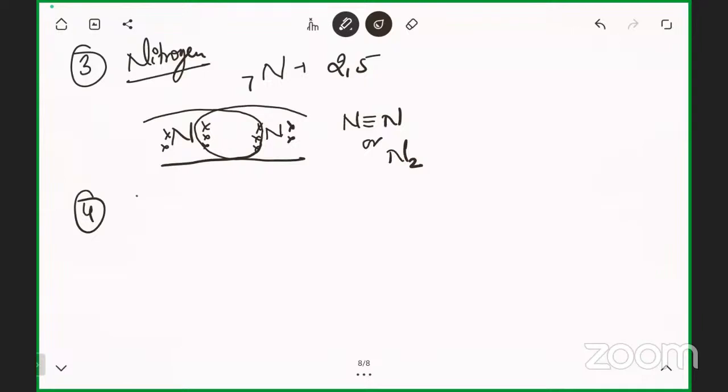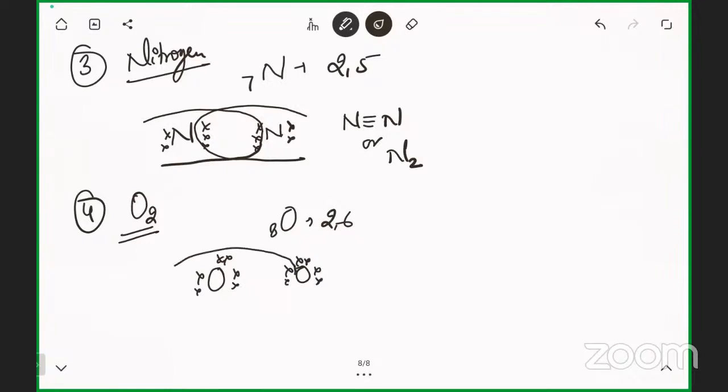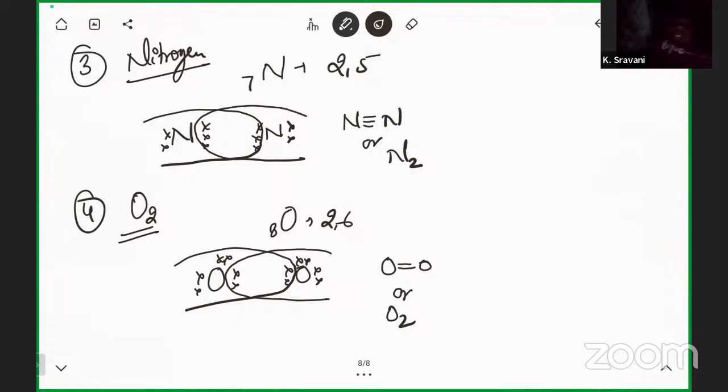Fourth example, I'm taking oxygen. Oxygen's atomic number is 8, configuration 2, 6, so it has 6 electrons in the outermost shell. So this oxygen will share 2 electrons with another oxygen, and the same goes for the second oxygen. It will be O double bond O, or you can say O2. So this is an example of a double covalent bond.